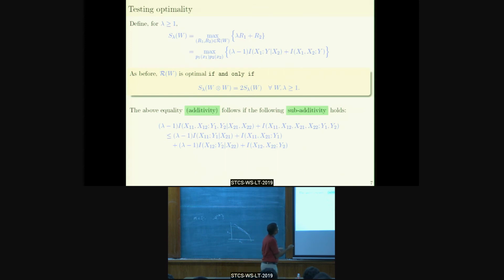And why is this true? Again, there's a subadditivity built in. It's true because this inequality holds. And why does it hold? It's exactly the same proof as before. There's no magic involved here.